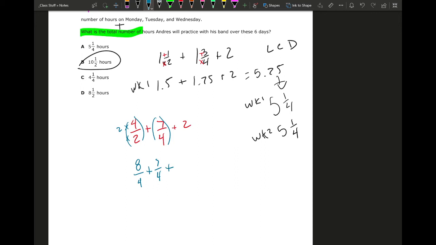Plus, now I have to convert the 2 into quarters. How many quarters will you get in $2? 8, right? 8 quarters. Wait, something's not right. This is not 4, this is 3. So this is 6. Now you can add everything on the top. 6 plus 7 plus 8. Which is going to give you what? That's 14, and 7 is 21 fourths. Now I have to change back into a mixed number by doing TIVO. Top in, bottom out. So this is going to be 5. 20, subtract, you get 1. So the answer is going to be 5 1/4.